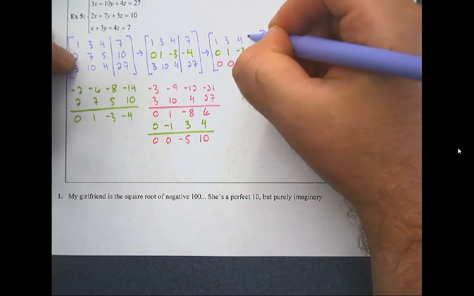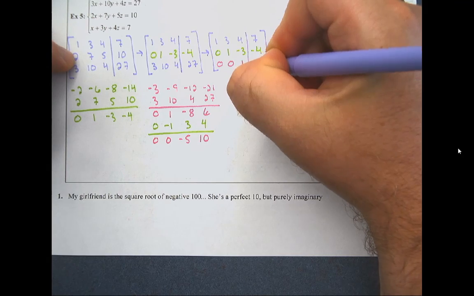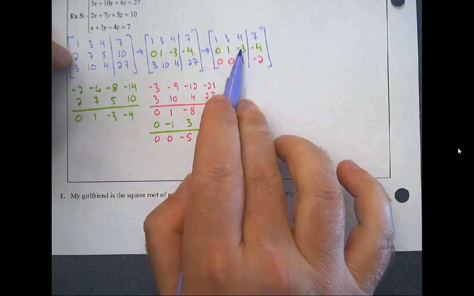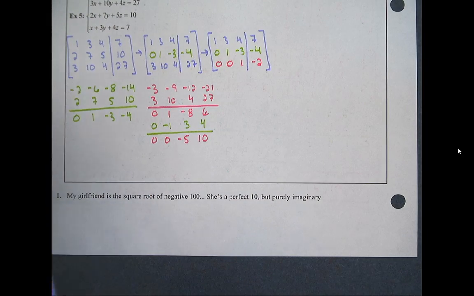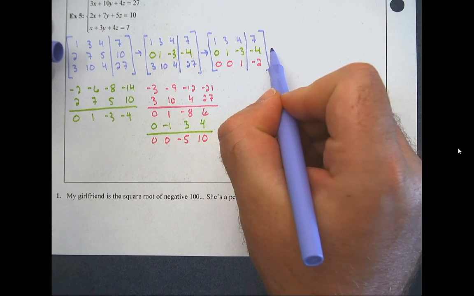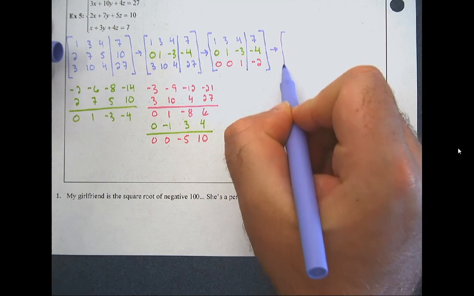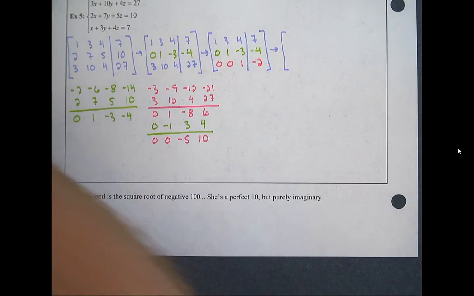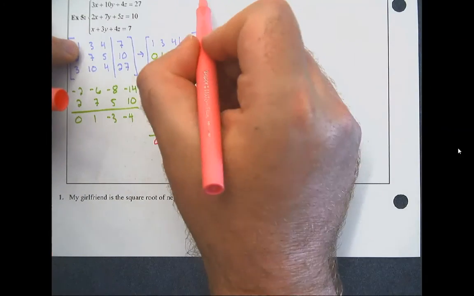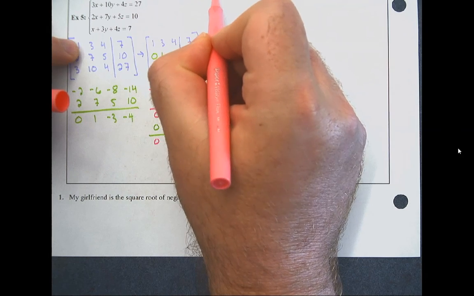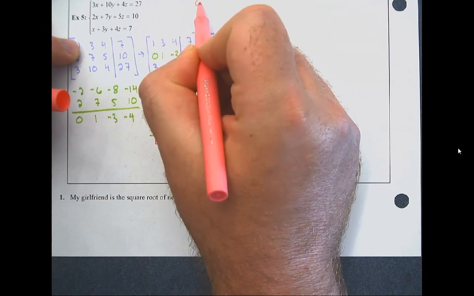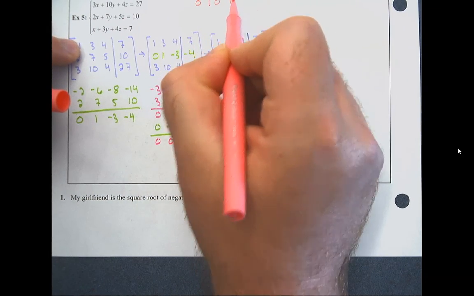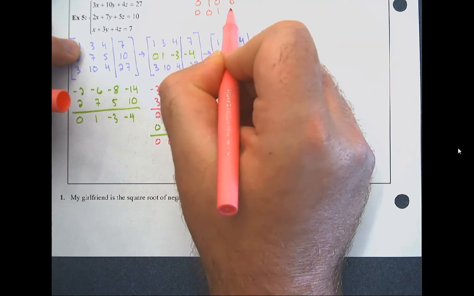Okay, so from here you could back substitute again. That means z equals negative 2. Plug it in, plug it in. But I'm going to show you another trick. This is called reduced row echelon form. Reduced row echelon form looks like this: 1, 0, 0, and then a number. 0, 1, 0, and then a number. 0, 0, 1, and then a number.